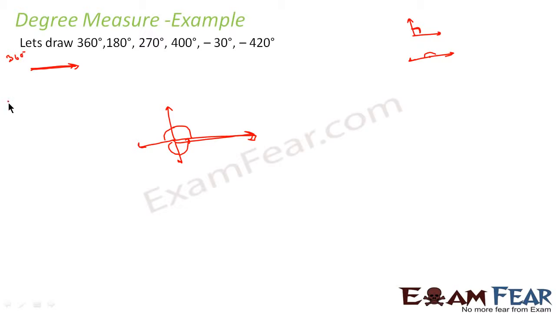Let's draw 180. If you see, this is 90. Again one more 90. Again one more 90 is this one. So you get a straight line. So 180 degrees is a straight line.